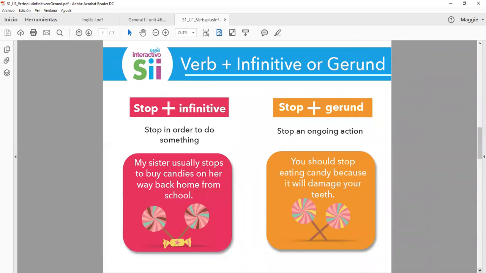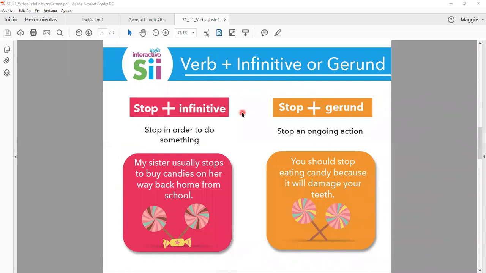Whenever we talk about stop plus infinitive, we are talking about something that we stop in order to do something else. For example, my sister usually stops to buy candies on her way back home from school. It means that she was on her commute and she stopped that action to buy candies. She always does that, usually.